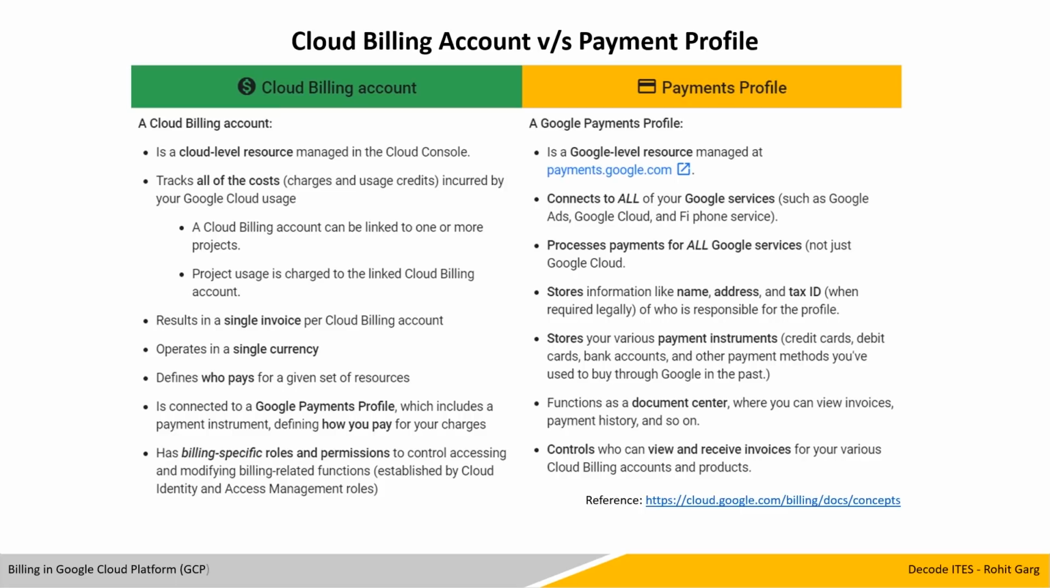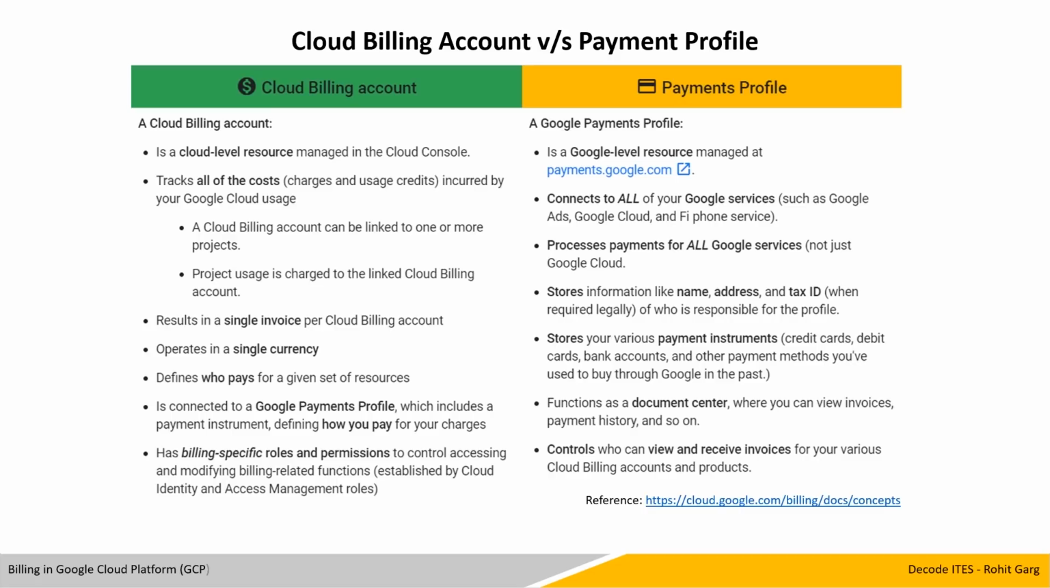Cloud billing account versus payment profile. By name, both look the same or similar, but they are not the same. They have a different purpose and functionality in the Google Cloud environment. A cloud billing account is a cloud level resource, whereas a payment profile is a Google level resource. A cloud billing account tracks all the costs of your projects and resources associated with it, whereas payment profiles ensure all cost is converted into the final transaction amount, the transaction is made successfully, and payment is transferred to the Google account.